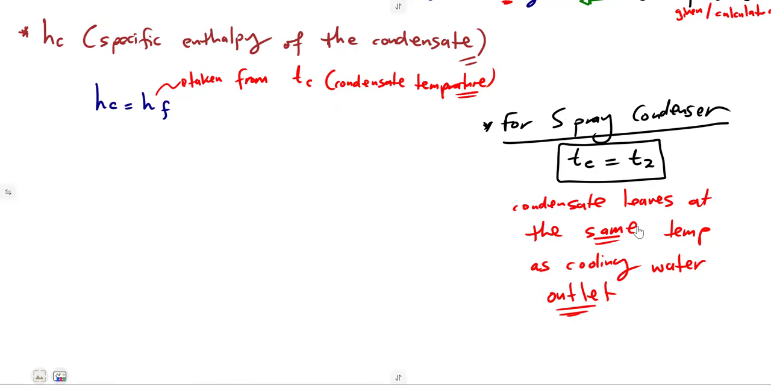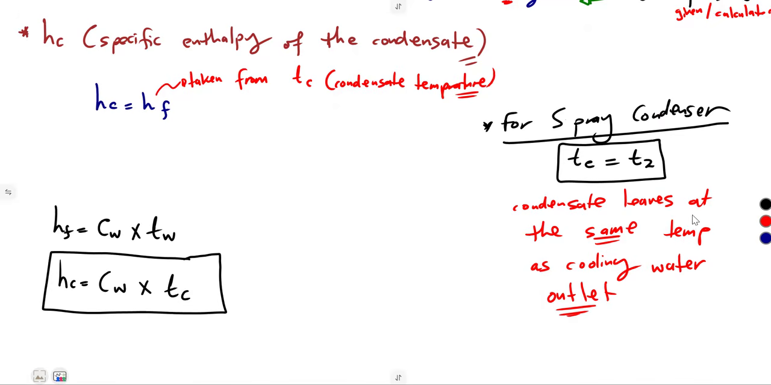We have the relationship between HF, the specific heat capacity of water, and the given temperature. Remember that HF is equal to the specific heat capacity of water times the temperature of water. So if that is the case, HC, as it is equal to HF, we can use the specific heat capacity of water times the temperature of water, which is our liquid, which is our TC. Because we are talking about the condensate here. So that's our TC.